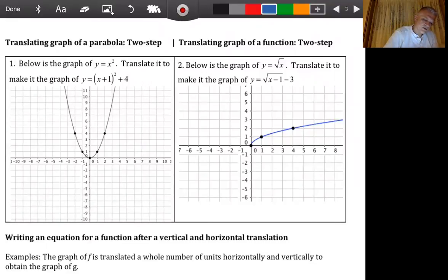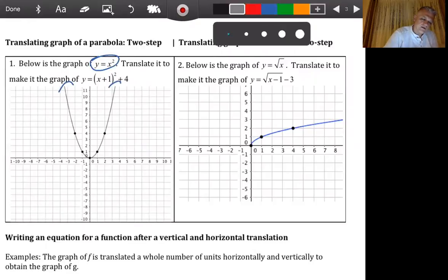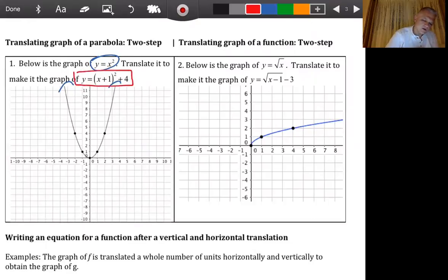Let's look at this first example. And they gave us y equals x squared, which is a nice parabola. Now, if we're going to translate this, let's look at what they gave us for a new equation. They gave us a +1 that's inside the parentheses with the x. So what does that tell us? That tells us right there that we're going to be translating 1 unit to the left. And now there's a +4 outside of the parentheses. So that +4 tells us we are going to be translating 4 units up.